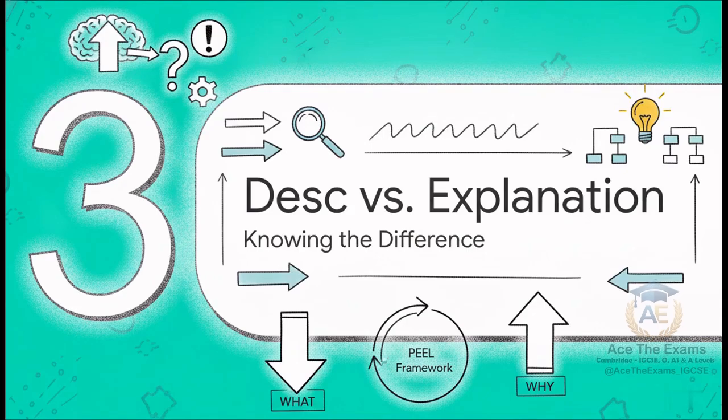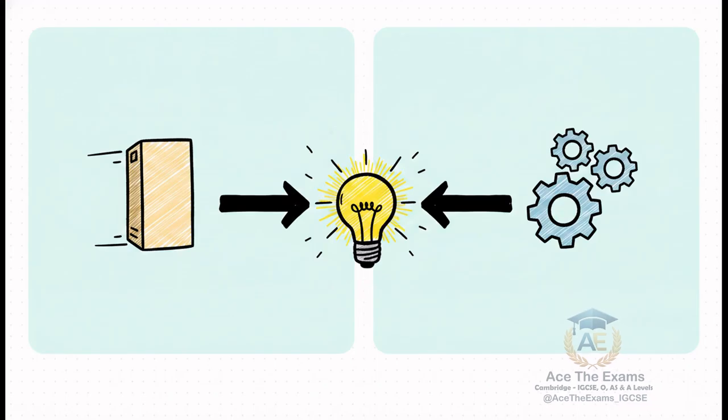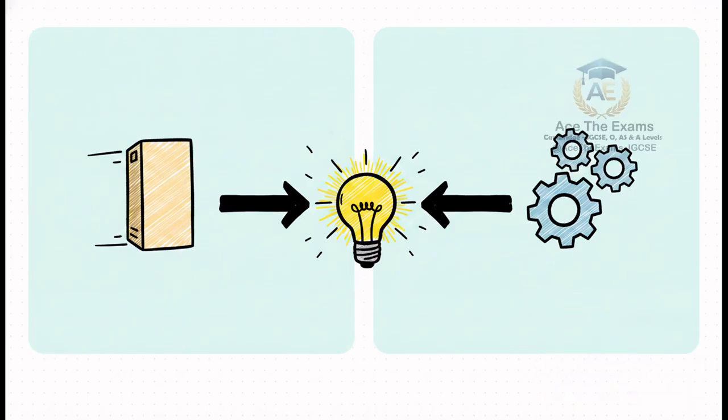Section 3, description versus explanation. Let's dive right into the critical distinction that examiners are actively searching for when they grade your papers. Now, what's incredibly fascinating here is that the difference is profound, yet so many students miss it. If you only describe, your answer is safe, sure, but it is incredibly shallow. But on the flip side, if you only explain without naming and describing the concept first, you just sound confused and disorganized. Think back to our agents Alex and Sam.